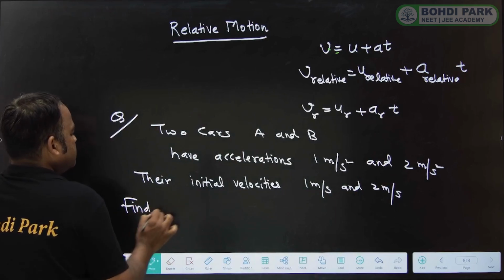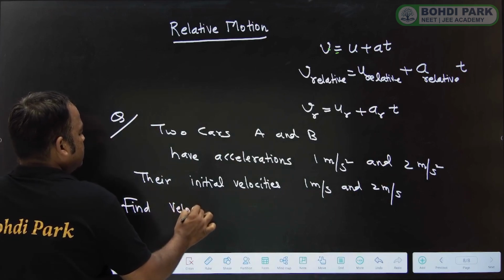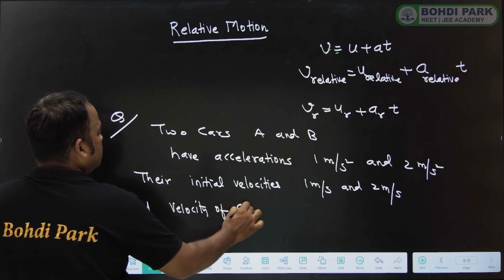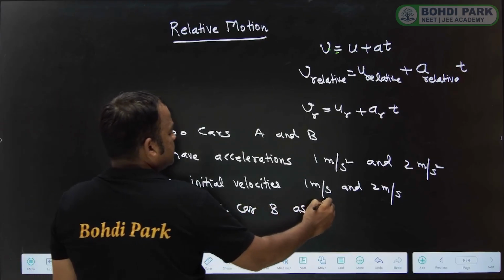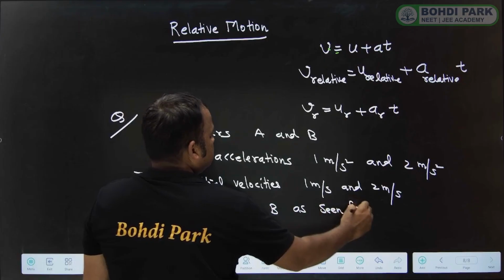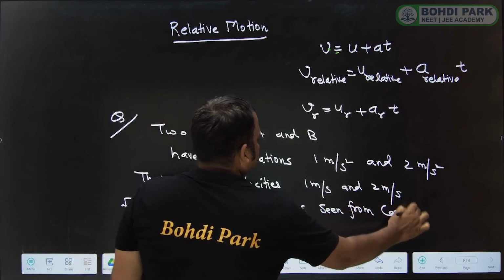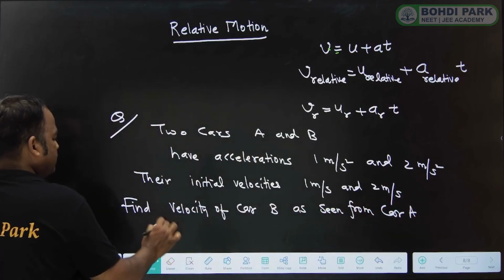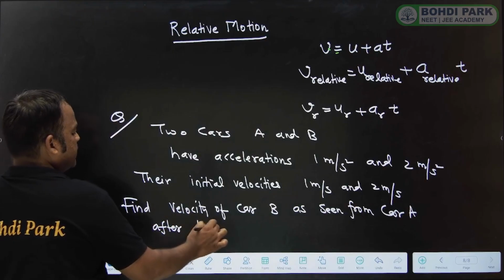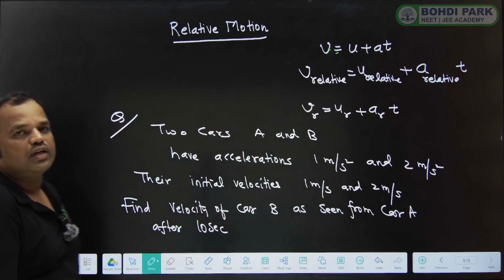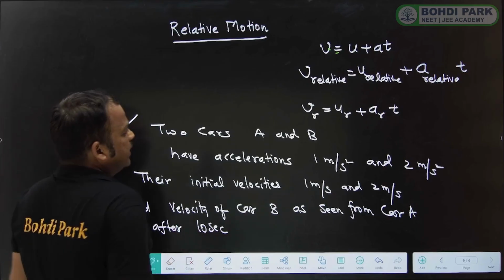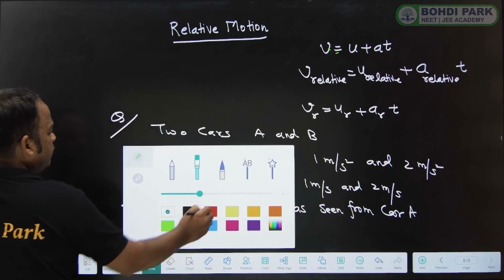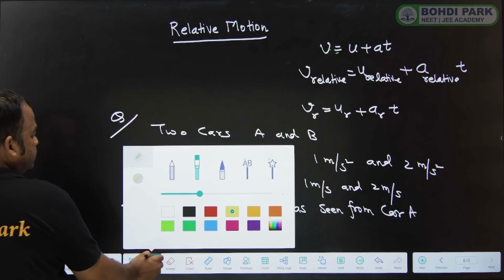And the question is: find the velocity of car B as seen from car A after 10 seconds. What is the velocity of car B as seen from car A after 10 seconds? Now here is a question.